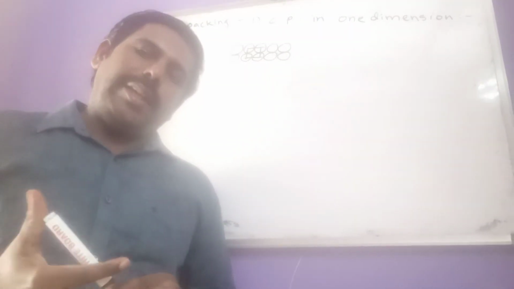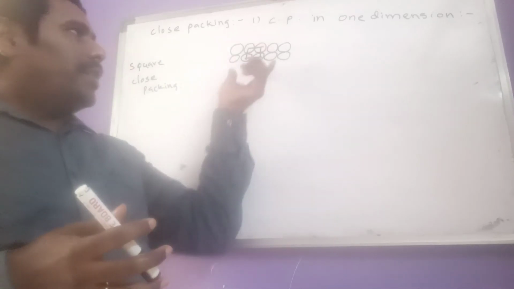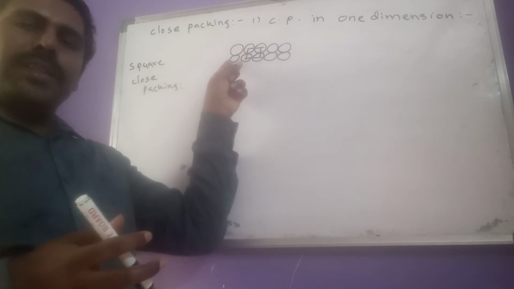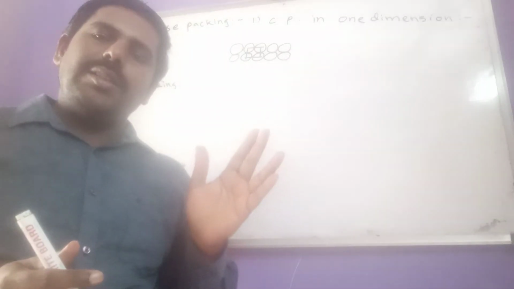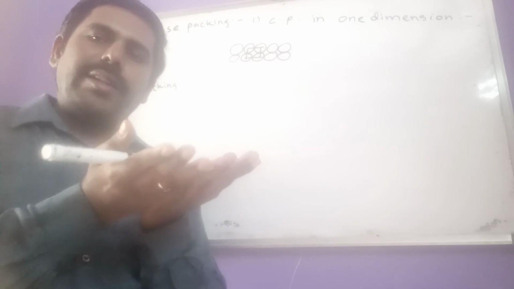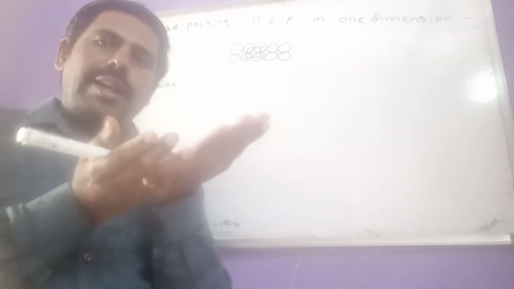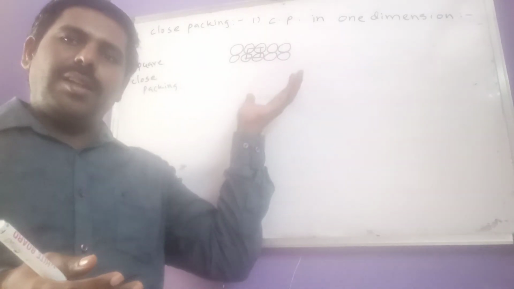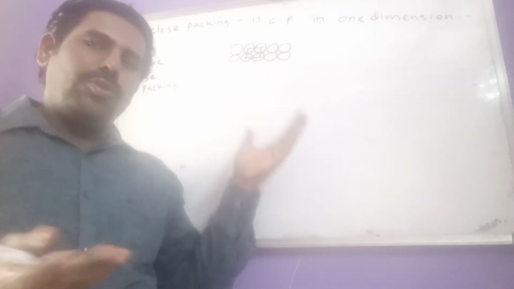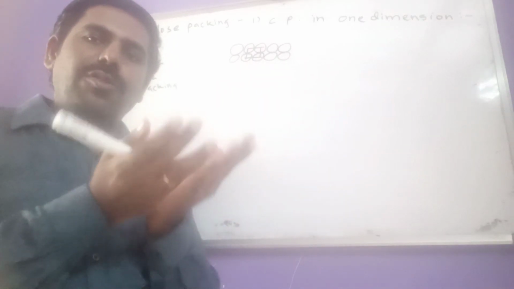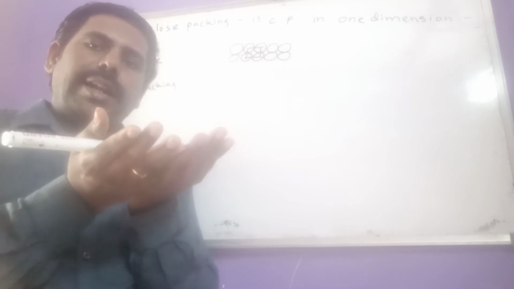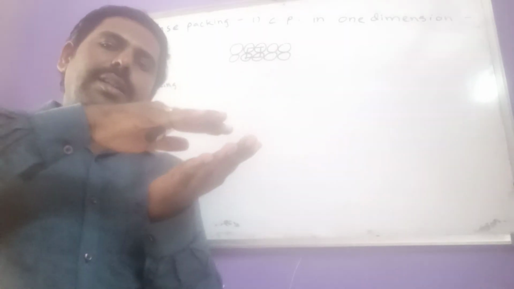Square close packing. Of course, some students may think that this is the upper layer, this is the bottom layer. Don't think like that. These are adjacent layers, not one above the other, adjacent to one another. Of course, this is not a three-dimensional diagram here. This board is two-dimensional now, so we can't visualize that clearly. So that second layer is placed adjacent to the first layer, not above the first layer. You have to remember that thing.